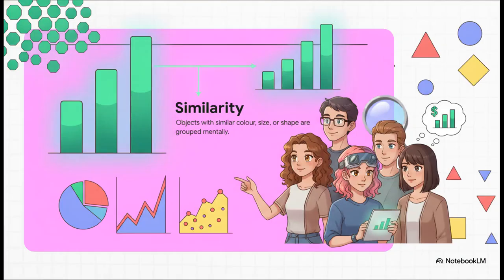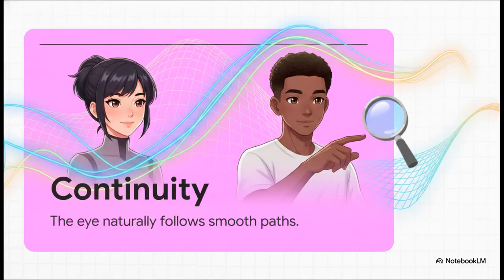Next up is similarity. This means objects with similar color, size, or shape are automatically grouped mentally. For example, if you use a consistent shade of green for all your revenue-related charts across an entire dashboard, your viewer just effortlessly ties that data together. They intuitively know, okay, green means revenue, without having to sit there and reread the legend on every single graph. It just flows. Then we have continuity.